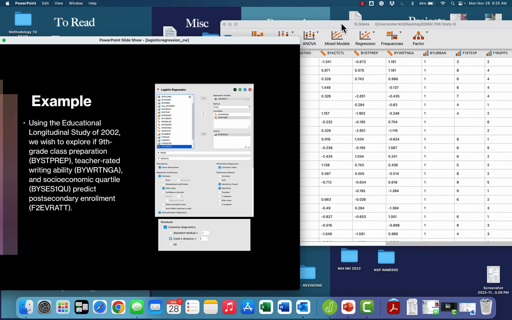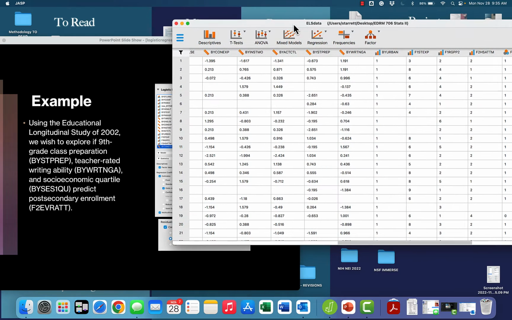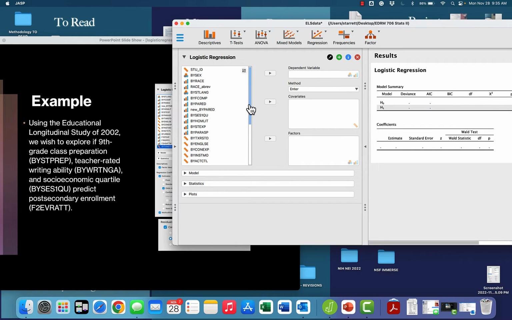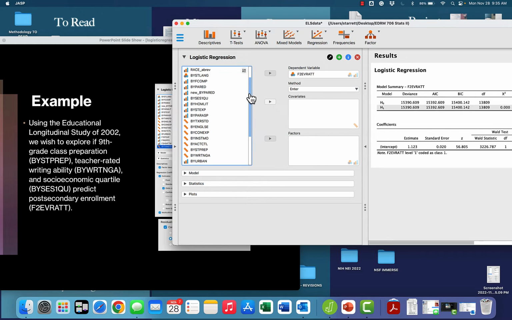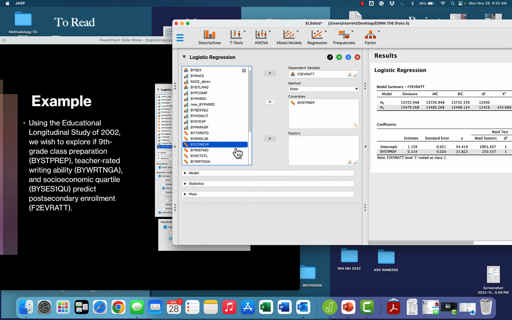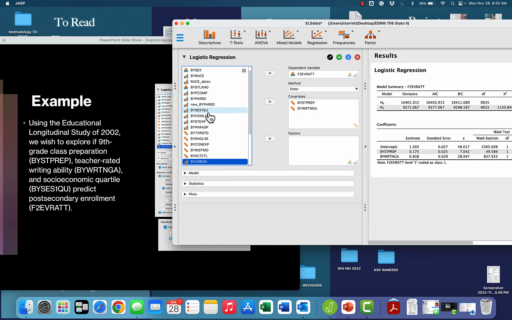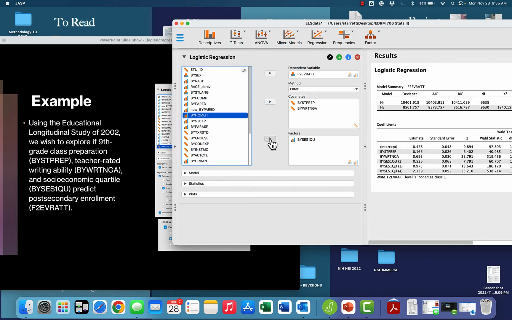Okay, so let's work on going through setting up our logistic regression. We're going to go to regression, logistic regression, and our post-secondary enrollment is down here at the bottom. It's the F2 EVR ATT, so ever attend. All right, our covariates, so our continuous independent variables, will be student preparation and teacher-rated writing ability. And SES quartile will be our factor.